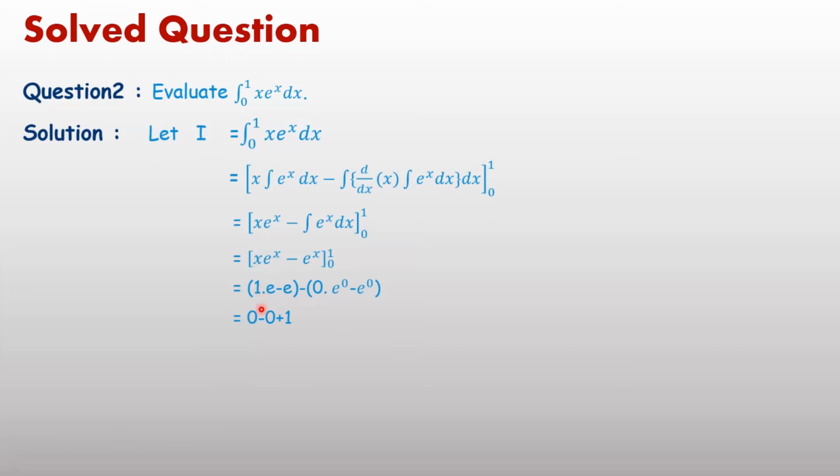Further simplify. e minus e, since 1 into e means e, minus e is 0; minus 0 into e^0, so 0 into 1 means 0; minus minus plus, and e^0 is 1, which is equal to 1. In this pattern you can calculate the integral from 0 to 1 of x e^x dx equal to 1.